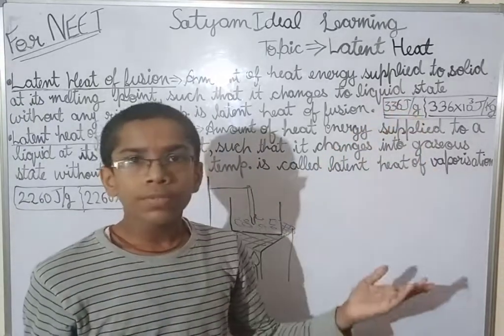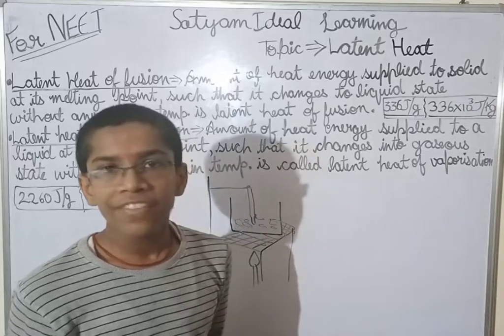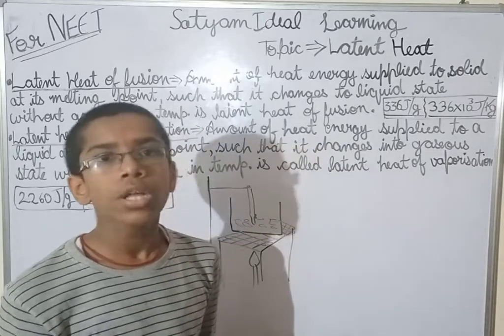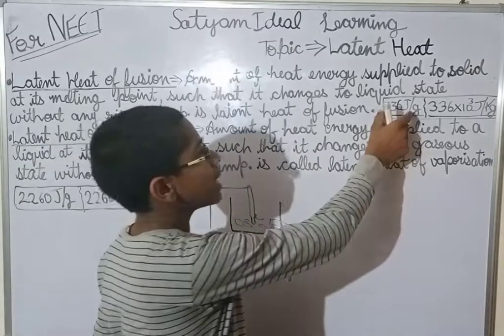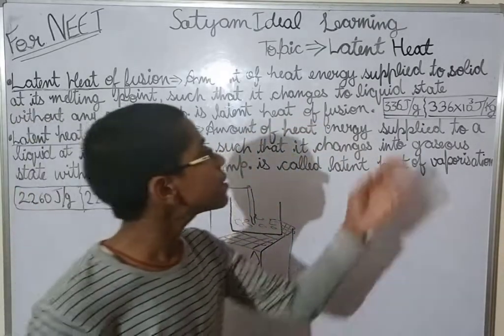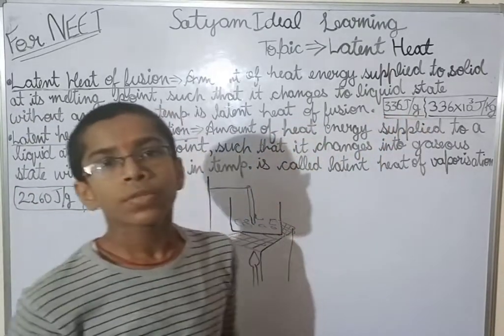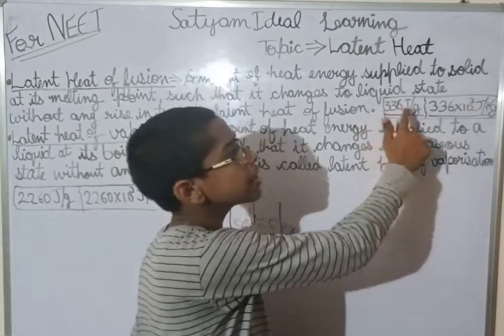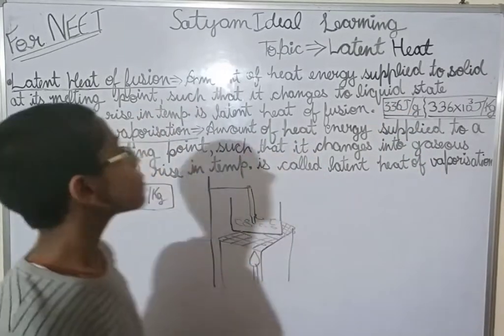And joule, you know, it is the unit of energy, and we are talking about energy only, na? The amount of energy. So that is the specific latent heat of fusion of ice. This is the experimental value. Okay, you have to learn this, 336 joule per gram.